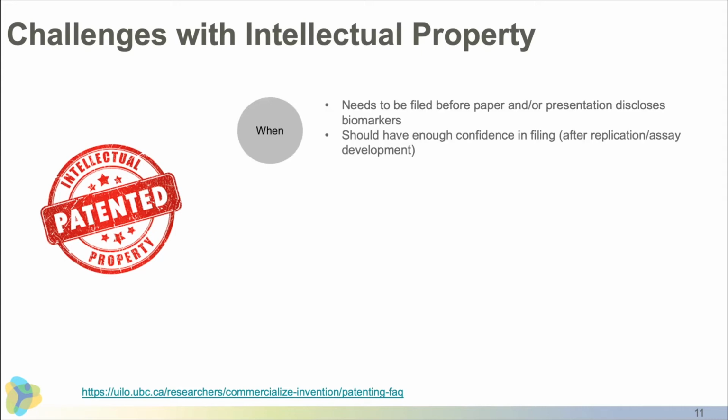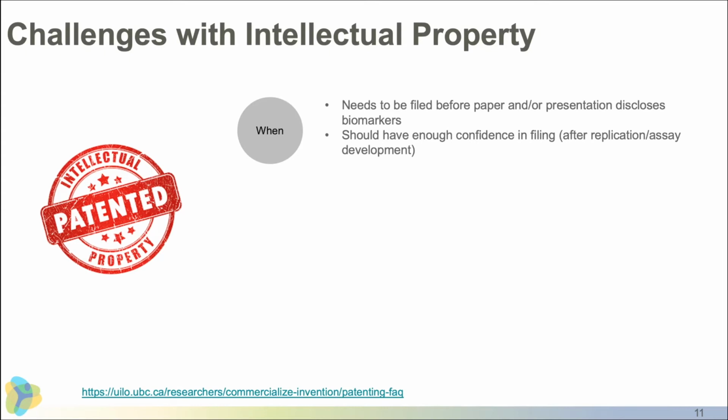And so now that we established it's needed sometimes, you have to figure out when is the best time to file these patents. There is in academia this big push to publish as early and as soon as possible. However, once you have a public disclosure of the biomarkers, either through a paper or a presentation such as this, those biomarkers become public knowledge and they can no longer be patented. So you have to balance this with the fact that you should file once you have more confidence in the biomarkers, such as after you replicated it or potentially even after the assay has been developed.